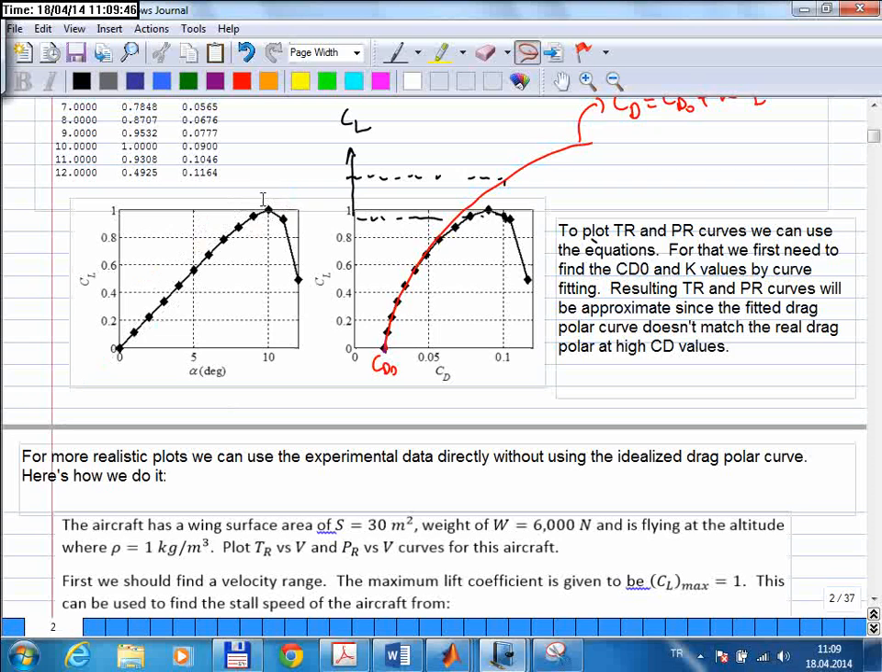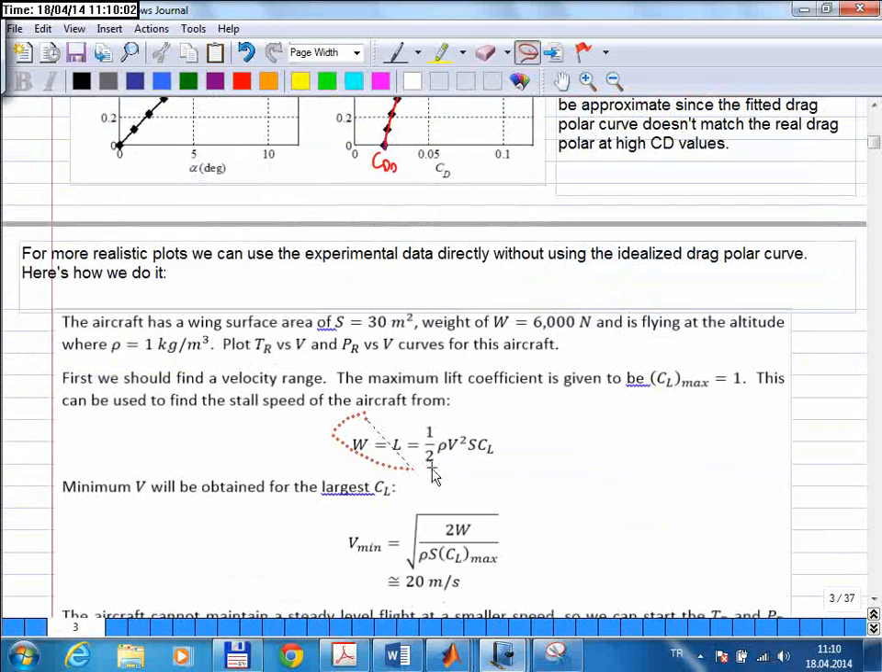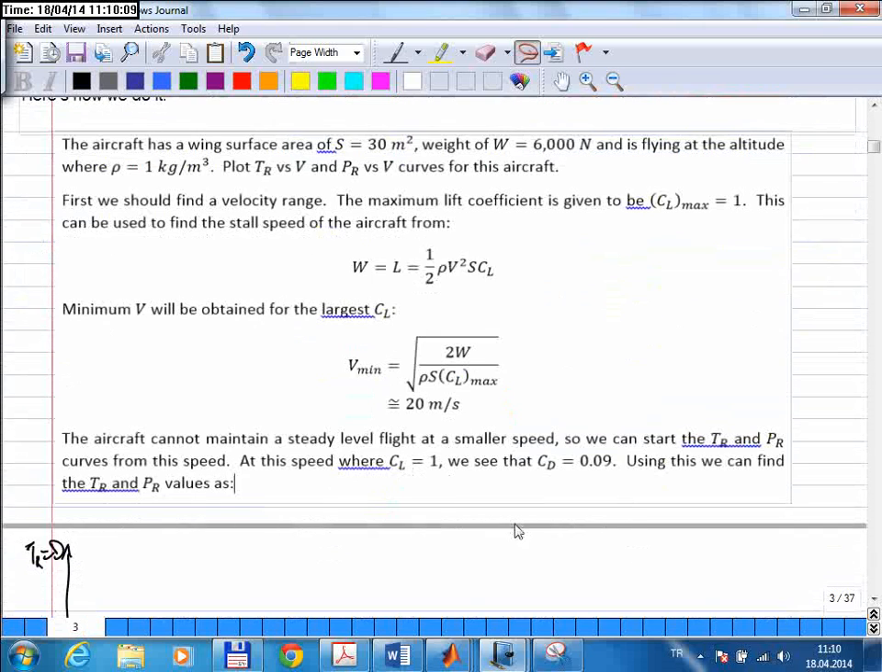So let's start with the maximum lift coefficient value. The maximum lift coefficient is 1. This gives the minimum possible speed for this aircraft, right? It gives the stall speed. So we start with this equation, and we say that the minimum speed will be obtained for the largest lift coefficient value. If you solve for the speed and put in the maximum CL value of 1, it turns out that the minimum speed of the aircraft is 20 meters per second.